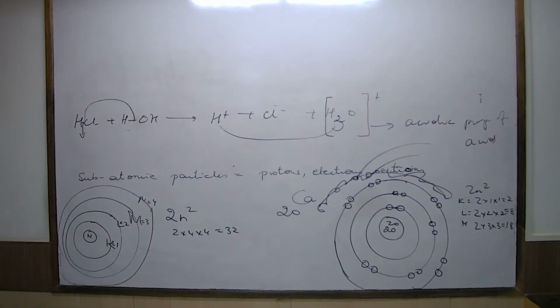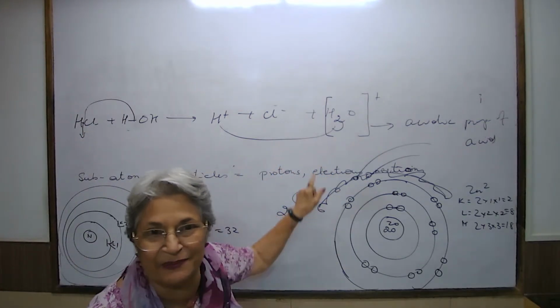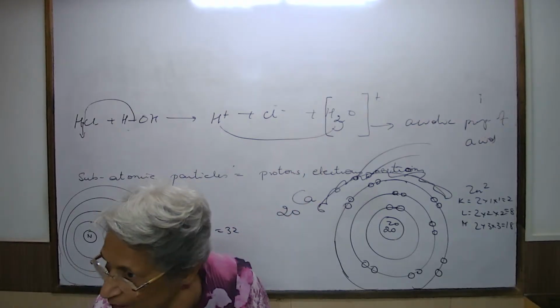The bond has broken, you would have run away. I've gone out of the classroom. Same thing here. As long as it is locked up here, it will not show its properties. The moment this has gone and broken the bond, the hydrogen has become free and it's showing its properties. It has become hydronium ion. Correct? That's one point to remember.